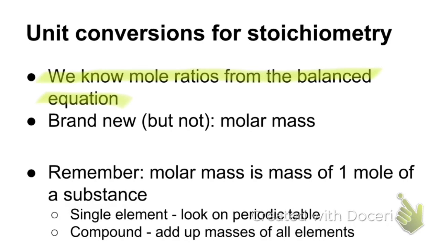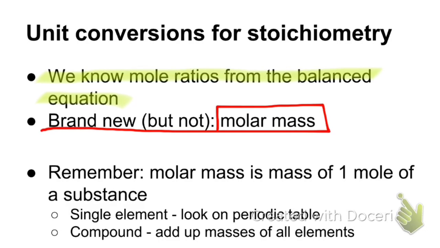What we haven't used yet, but we really have, is that if we want to get from mass to moles, or from moles to mass, we're going to use molar mass, which we learned about back in 7a. We know the definition of molar mass is the mass of 1 mole of a substance. And how do we find the mass of 1 mole of a substance? We look at the mass for the element on the periodic table. And if we've got a compound, we take the mass of all of the elements and add them all together.